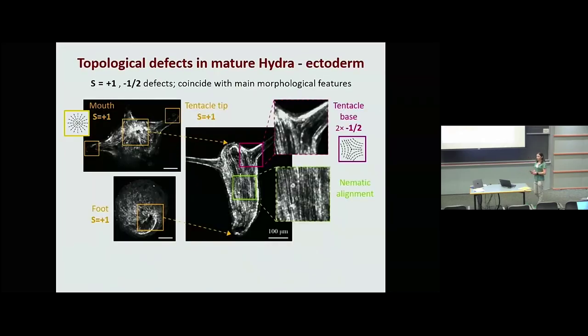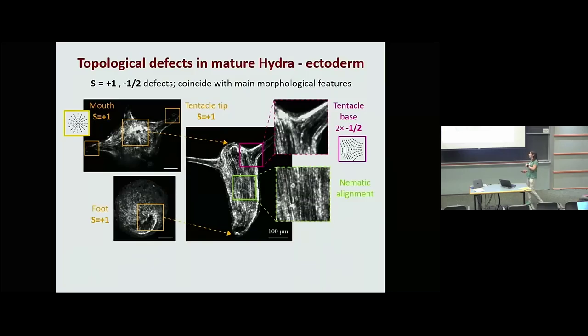Okay, so if we look at mature Hydra, it turns out that the location of topological defects is not at all random. It's very regular. It will be the same between all animals you look at. And the location of defects coincides with the morphological features.